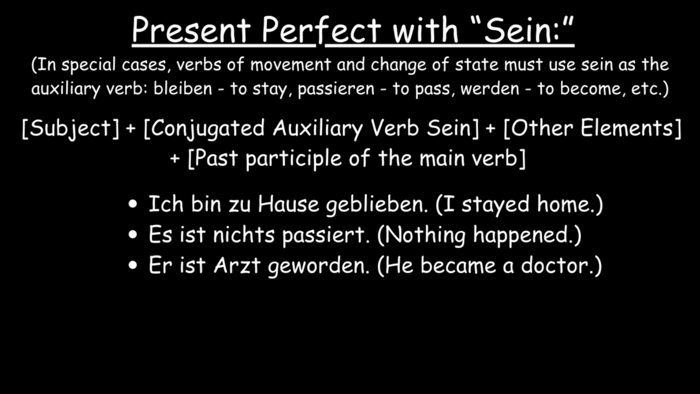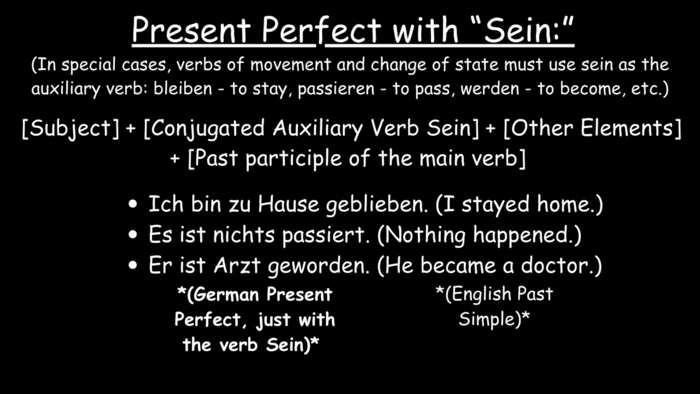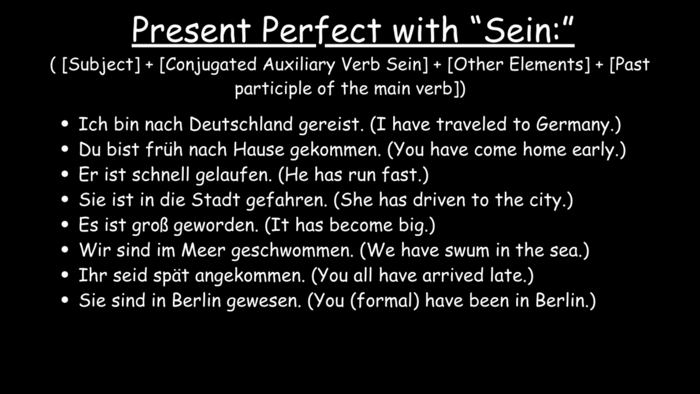Some examples are: Ich bin zu Hause geblieben. Es ist nichts passiert. Er ist Arzt geworden. In English, the sentences are expressed in the past simple, but in German, it's the present perfect, only with the verb sein as the auxiliary verb, so do not confuse the translation. However, the English translation isn't always the past simple.